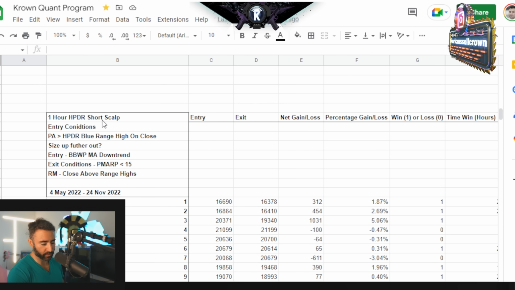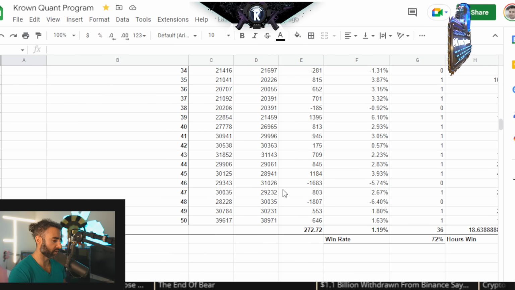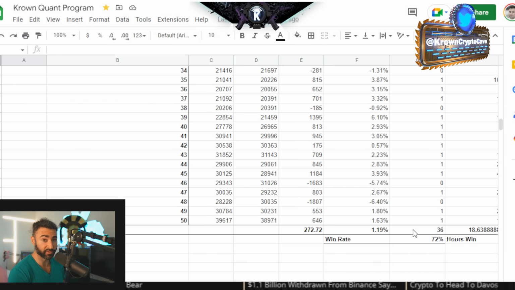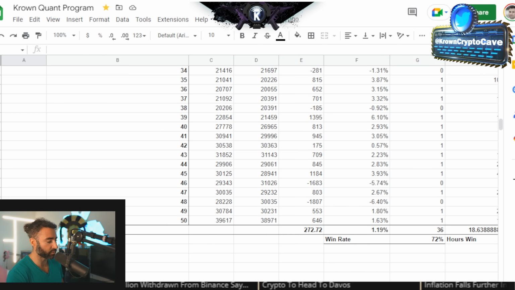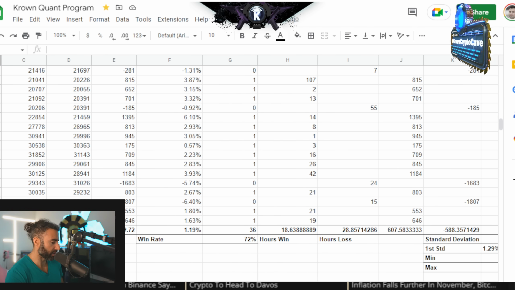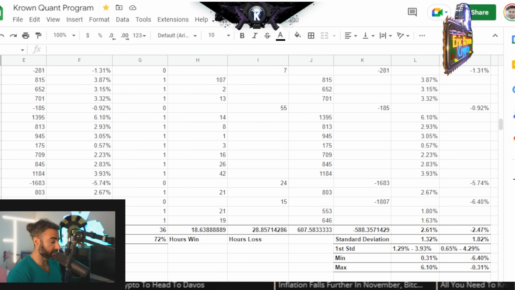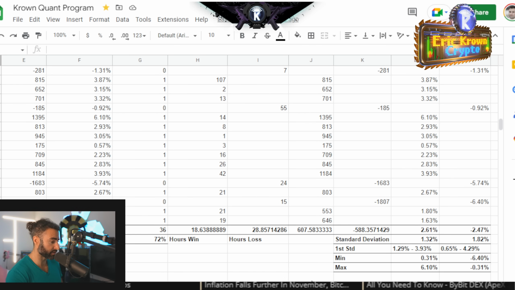Anyways, in this case, hourly time frame. What's our results? Well, we have observed over the past 50 iterations, 36 were wins, so 72% win rate with this setup. Which is pretty good, but that ain't 100%. At the end of the day, we're talking about statistics, not certainties.